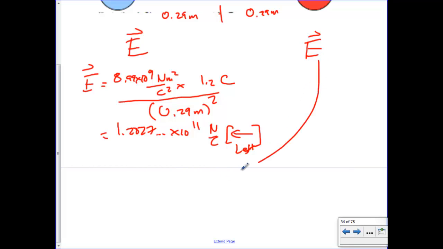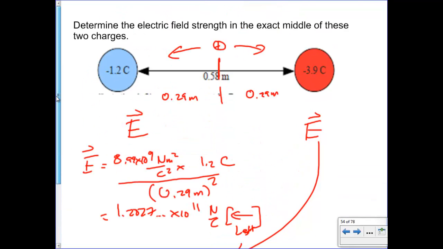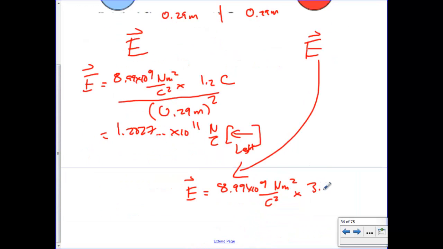So I have to do the exact same work. I'll just pull this down here. This electric field strength is equal to 8.99 times 10 to the 9 newton meters squared over coulombs squared. This guy's charge was 3.9 coulombs. Same distance.